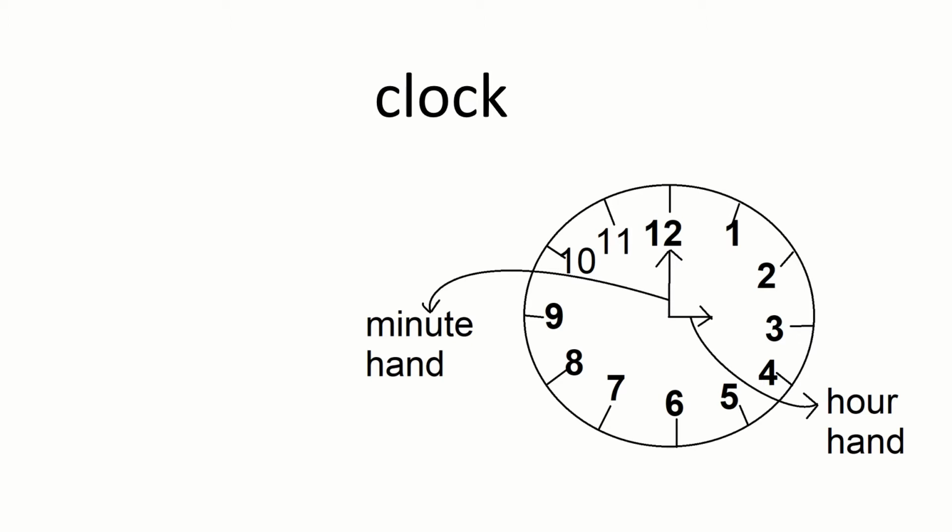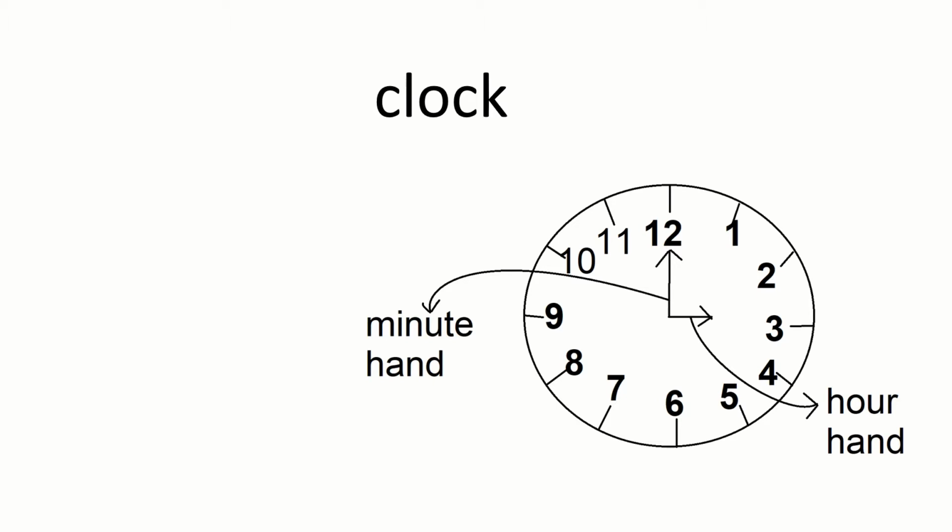Here in clocks there are two hands. One is the long hand and another one is the short hand. The short hand represents the hours. The long hand represents the minutes. Suppose the time is 3:10. The short hand is between the 3 and 4 and the long hand is on 2.